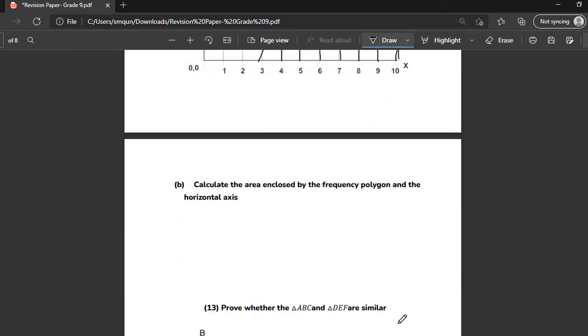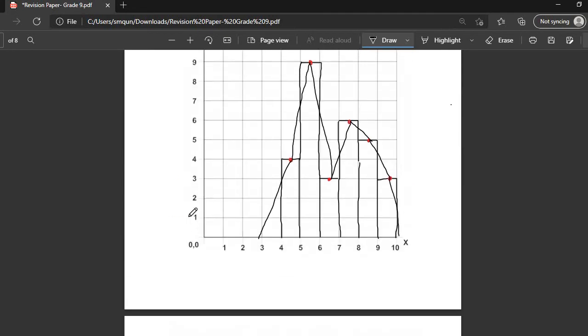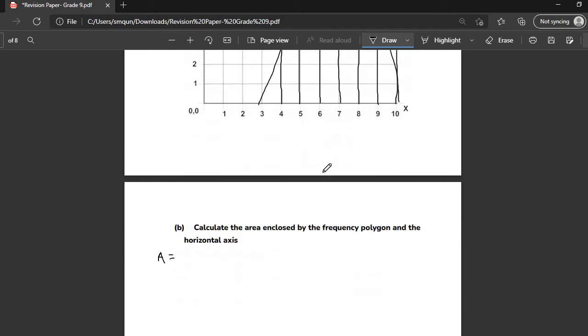Question B says we're supposed to calculate the area enclosed by the frequency polygon and the horizontal axis. To do that, I'm going to put A is equal to. We're going to be finding the area of each individual rectangle, or at least a very close estimate. So to do that, you're going to say half times.